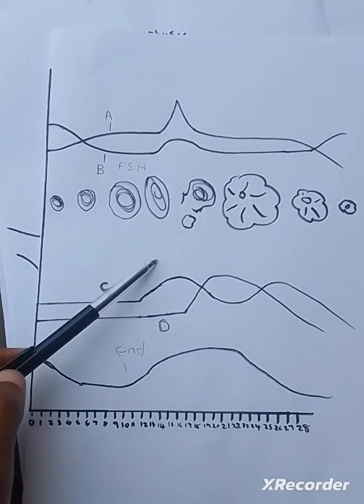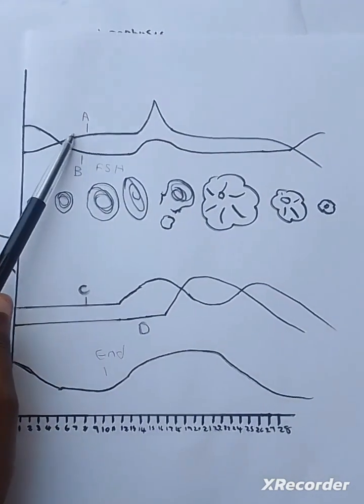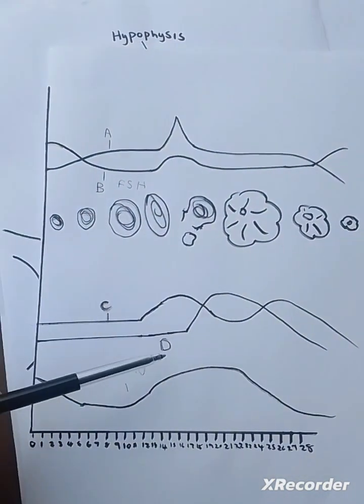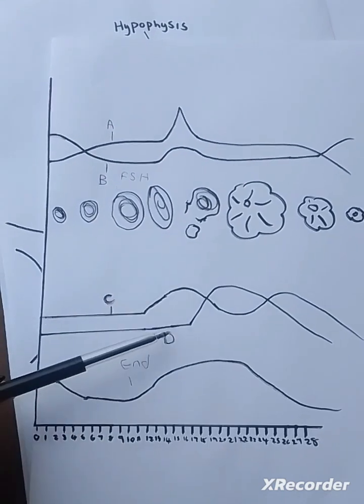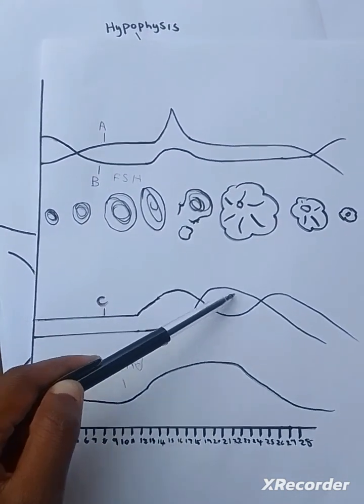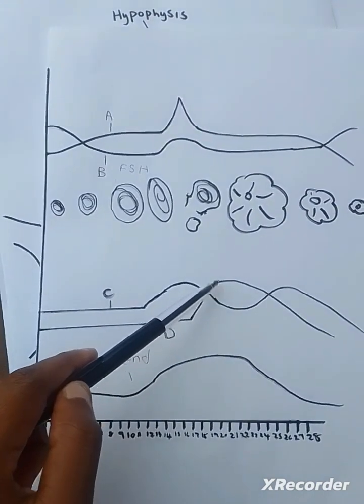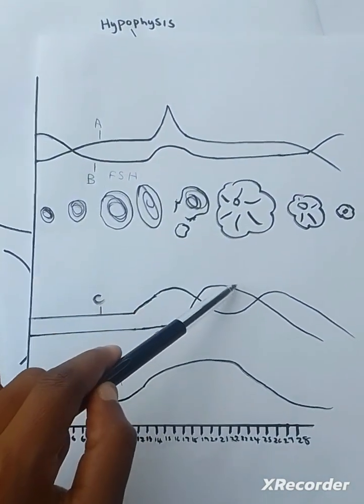So let's look at the questions. Identify hormone A. Hormone A is LH. How do you see that? At day 14, it is at its highest level, and it's forming a V at day 14. Hormone D is progesterone, because from day 18 to day 23, it's higher than estrogen, which is C. Why is it higher? Because there is a pumpkin, the corpus luteum, that is secreting progesterone.